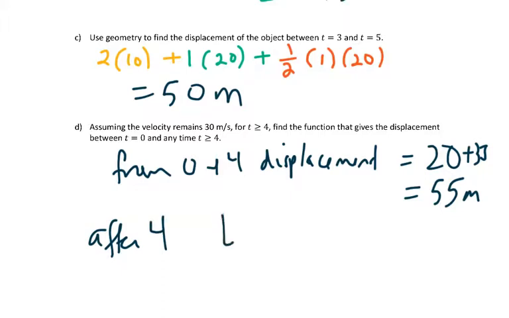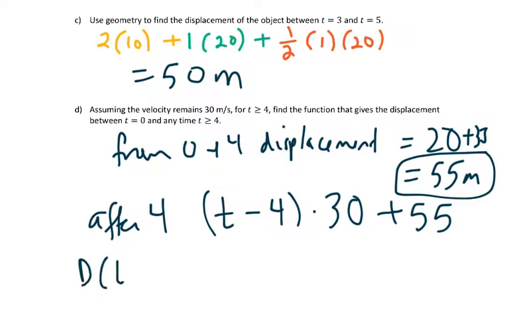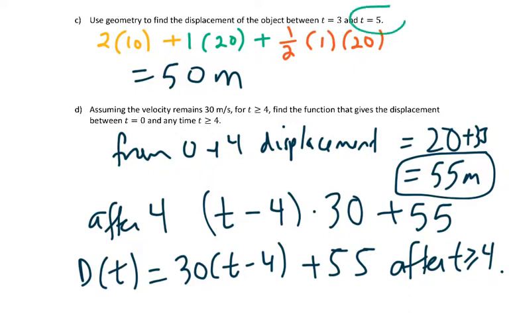So what I'm going to do is take the time, subtract off the 4 seconds I already did, and multiply it by 30, because it's going 30 meters per second. Plus, I have to add in this 55 meters that it already went. So the displacement, let's call it d, is going to be 30 times (t minus 4) plus 55, for t greater than or equal to 4. So bigger than 4, this is how much the displacement will be. You could test this by plugging in 5 to this formula, and you should end up with 50 like we did there.